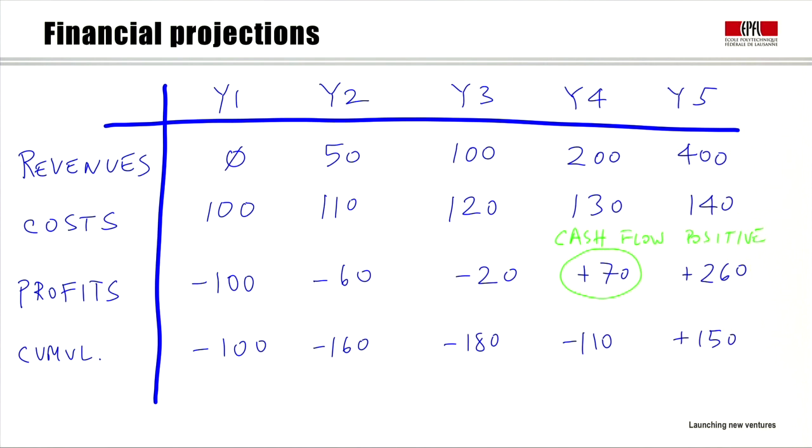The point at which we go from a negative cumulative amount to a positive cumulative amount is going to be the break-even point. So what we would say about this business is that they have reached a cash flow positive in year 4, and they've broken even in year 5.